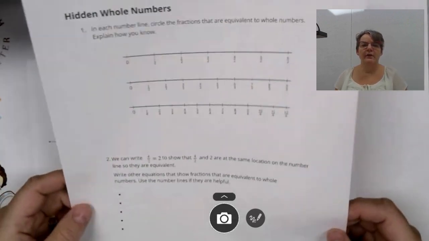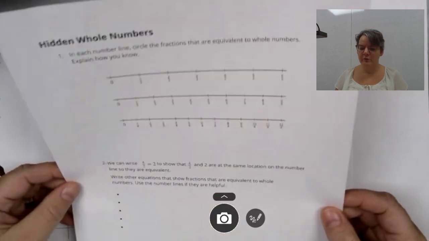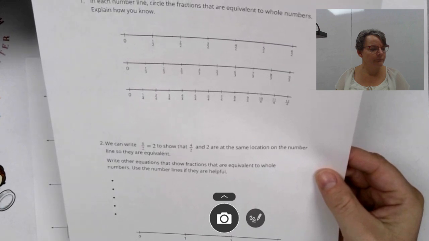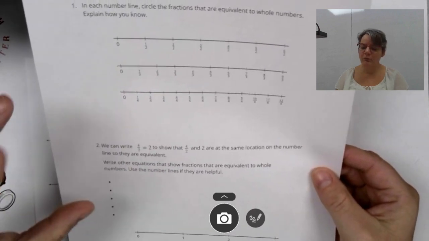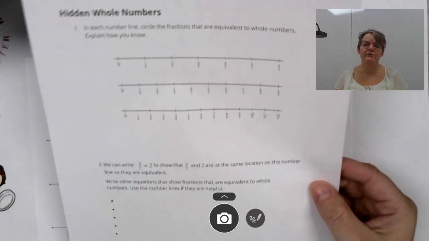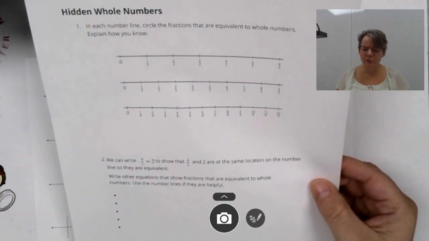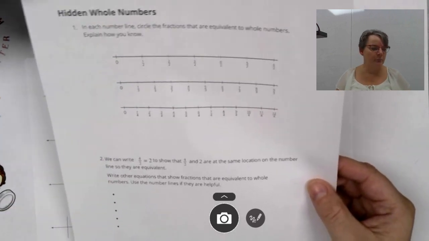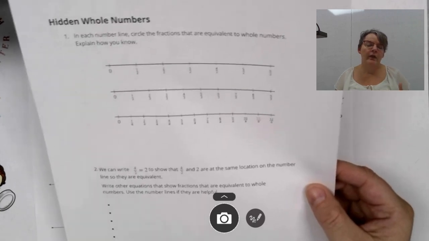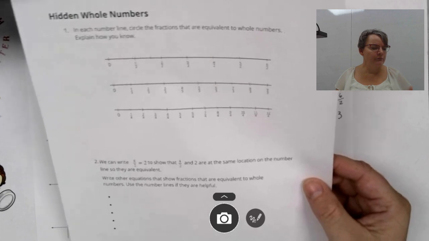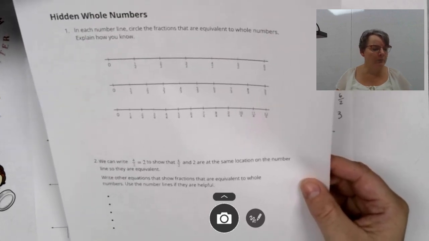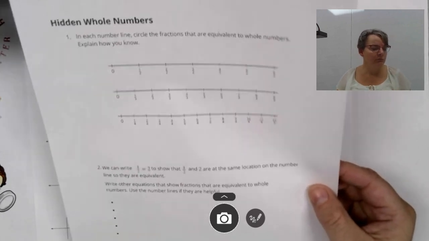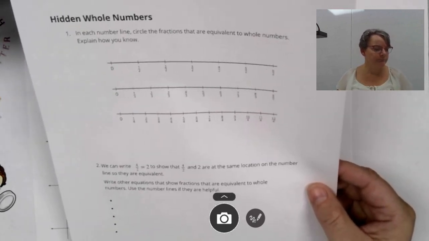So this is another sheet found in the document, and this one is hidden whole numbers. So students would complete question 1 with a partner, and then we would discuss it as a class. And then students can go ahead and complete question 2 and question 3 together with their partner. And then ask questions like, how can you tell if a fraction is equivalent to a whole number? And what patterns do you see that could be helpful for finding more fractions that are whole numbers?